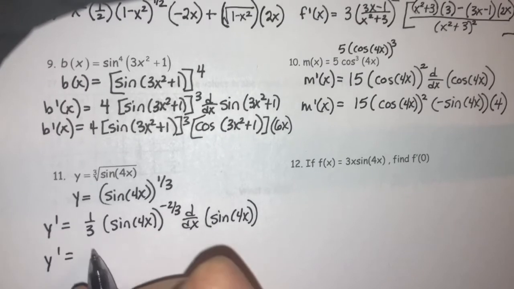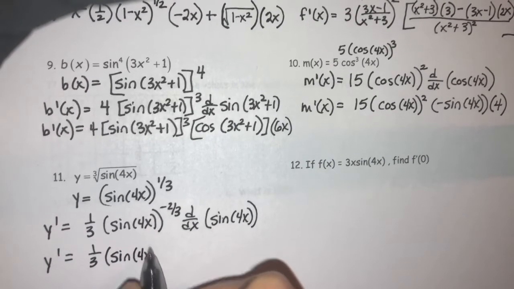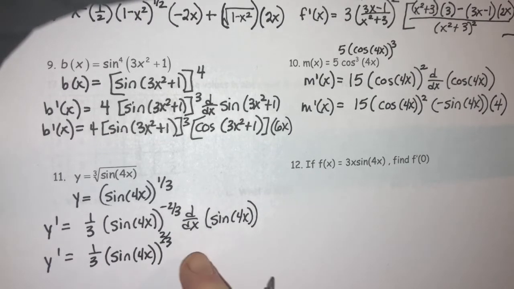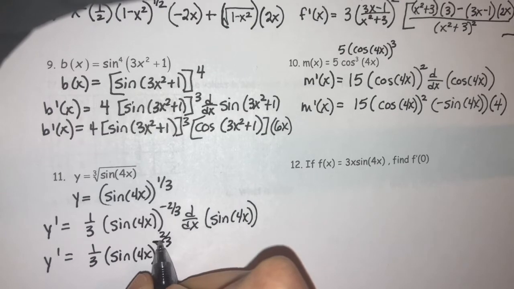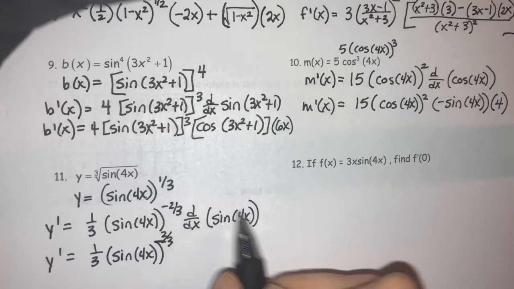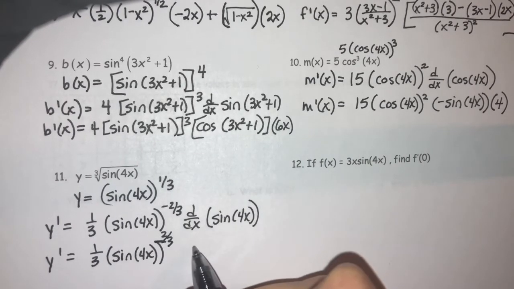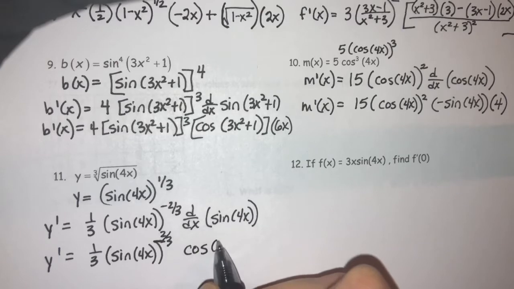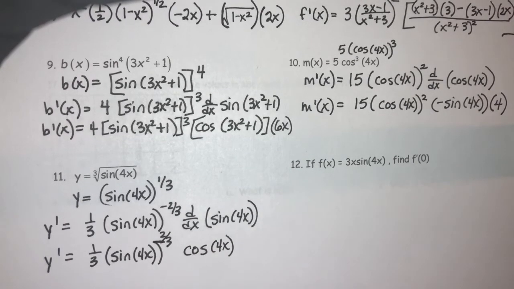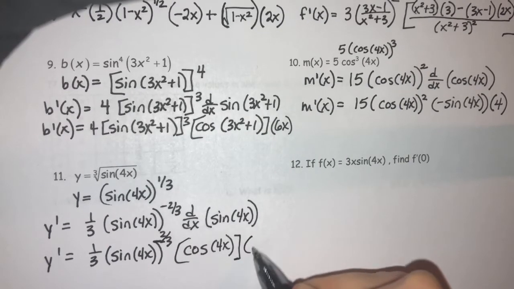So y prime is equal to this beginning stuff. We just copy down, we don't mess with it. We're just working on the derivative of this. Does that look negative? My apologies. Derivative of this inside function. So the derivative of sine is cosine. Copy the inside function, multiply by the derivative of that inside function 4x, which is 4.